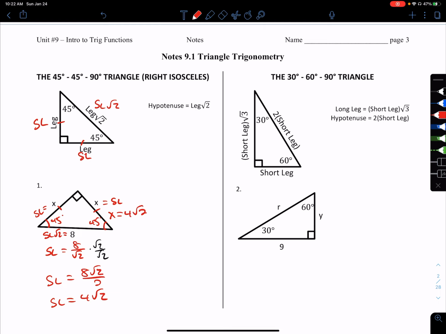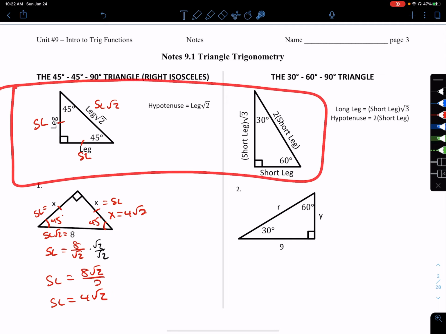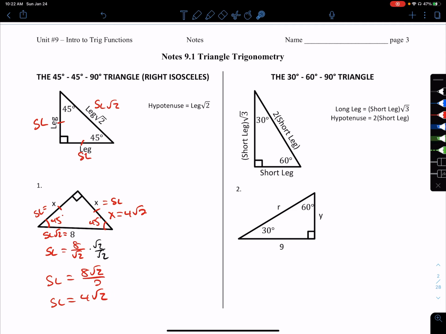If you need to see more examples of that, there are some links on my website to my geometry notes that you could see more examples. This is a review, so I'm just going over one example. Hopefully you remember how to do this. All that being said, this concept of these two special right triangles is going to be used in lots of problems for lots of months in this class.